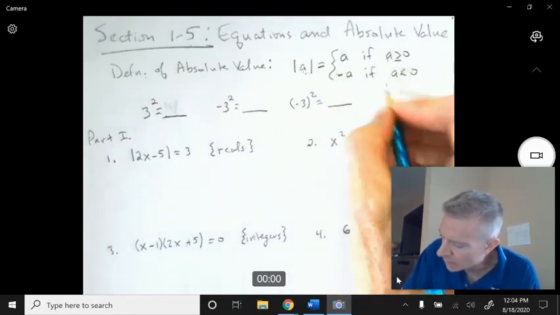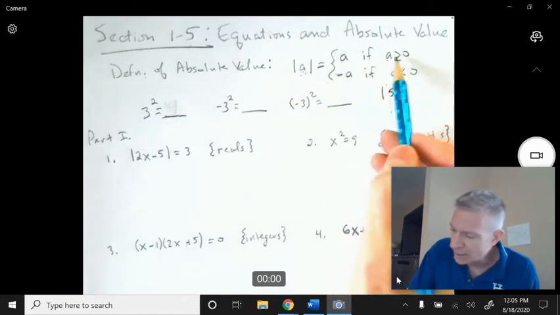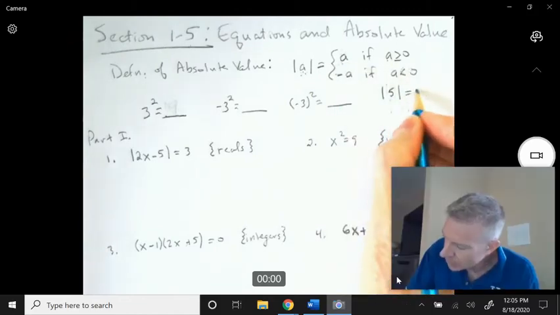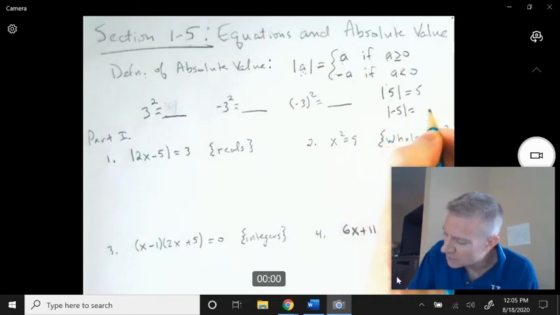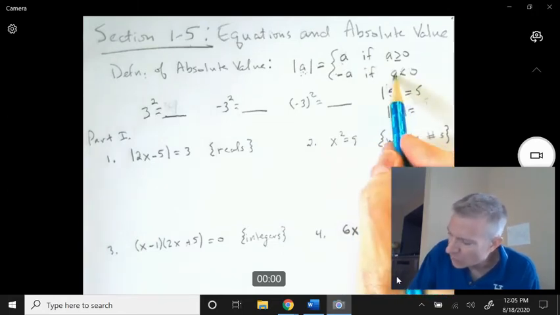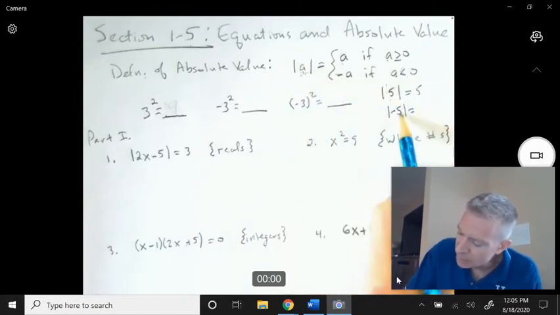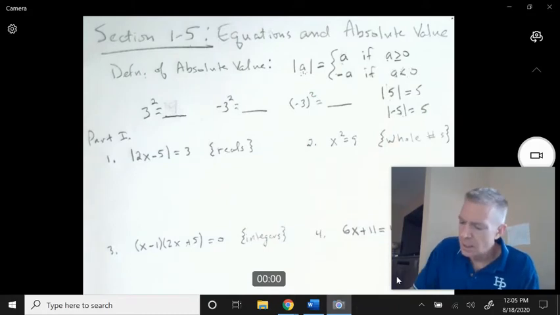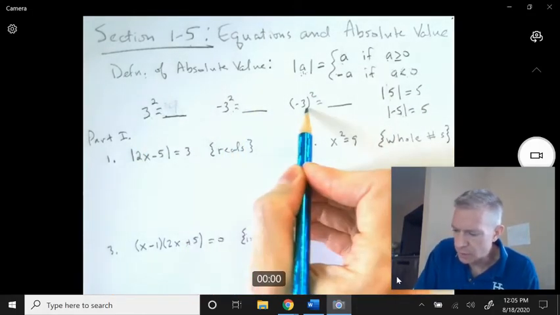So for instance, the absolute value of 5, well, 5 is your A value. It's already positive, so it just stays A. But we all know that the absolute value of -5 becomes +5. So when A is less than 0, we have to take the opposite of the value inside. So we take the opposite of -5 to turn it positive.